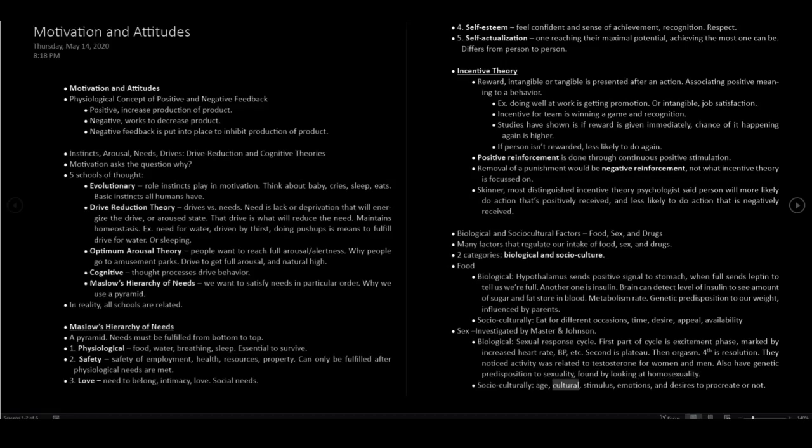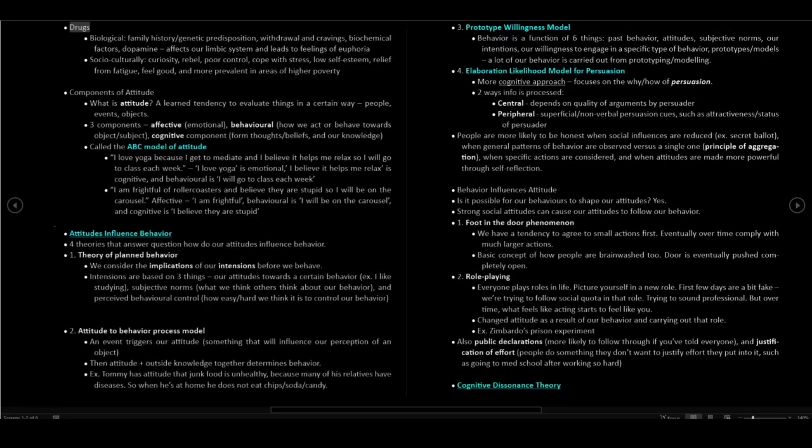Socioculturally, age, culture, stimulus, emotions, and desires to procreate or not. Drugs, biological: family history or genetic predisposition, withdrawal and cravings, biochemical factors; dopamine affects our limbic system and leads to feelings of euphoria. Socioculturally: curiosity, rebelling, poor control, coping with stress, low self-esteem, relief from fatigue, feeling good, and more prevalent in areas of higher poverty.